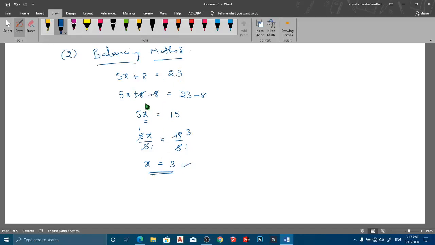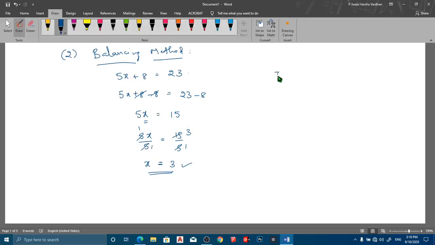Balancing method means you want only the unknown value in the equation. Keeping the unknown value only in the left side, whatever you want to remove, you can remove by adding, subtracting, dividing or multiplying. You can remove it on both sides by doing the same operation on both sides. Means balancing on both sides, you can find the x value. So that's why it is called the balancing method.